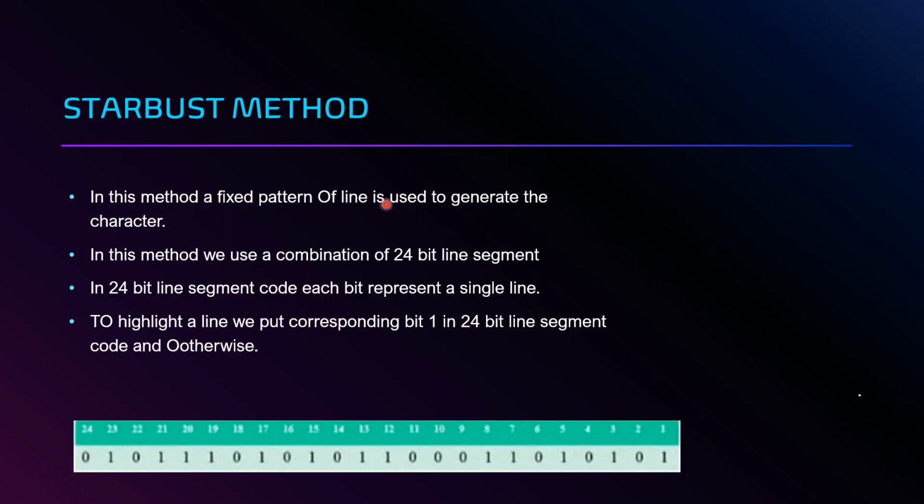The method used for character generation is the starburst method. In this method, a fixed pattern of lines is used to generate the characters. In this method, we use a combination of 24-bit line segments. In 24 line segments, each bit represents a single line. To highlight a line, we put the corresponding bit in the 24-bit line segment. Here you can see how the representation of bits is done.